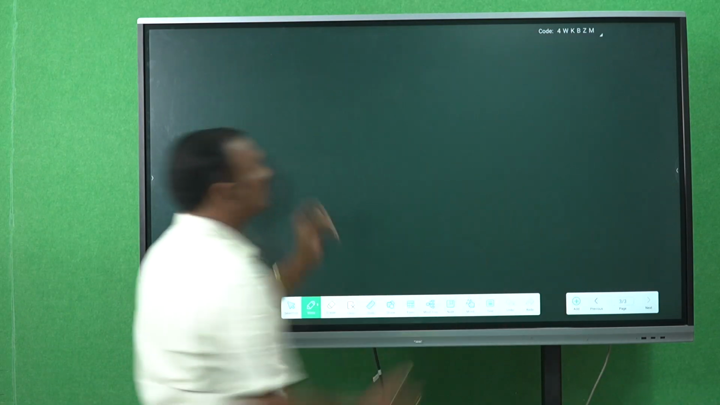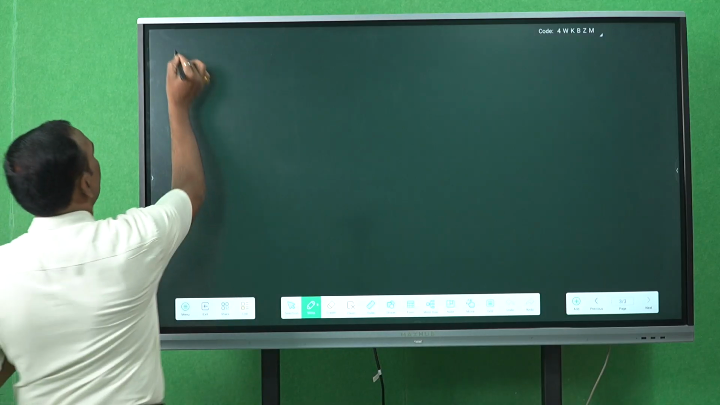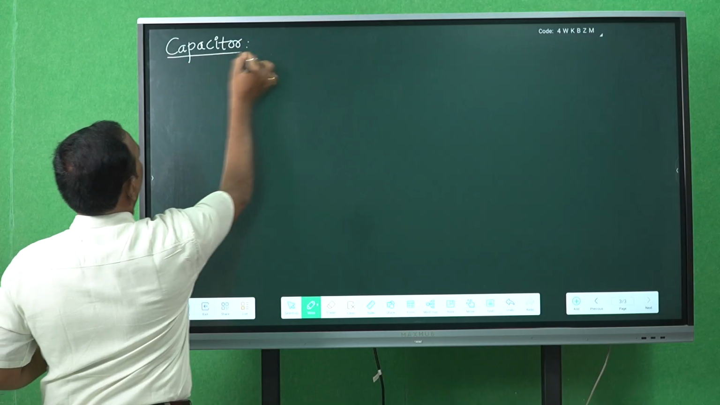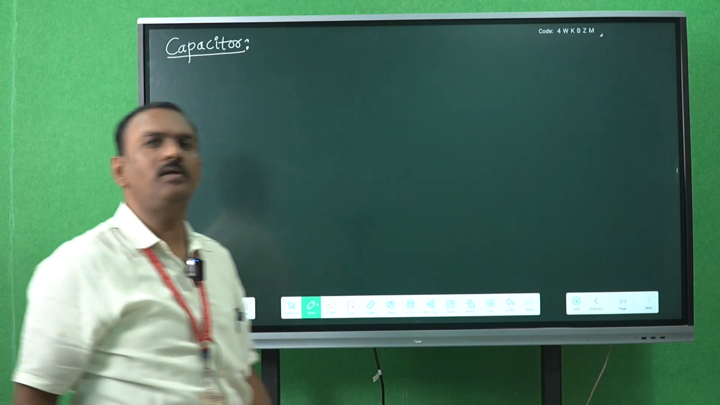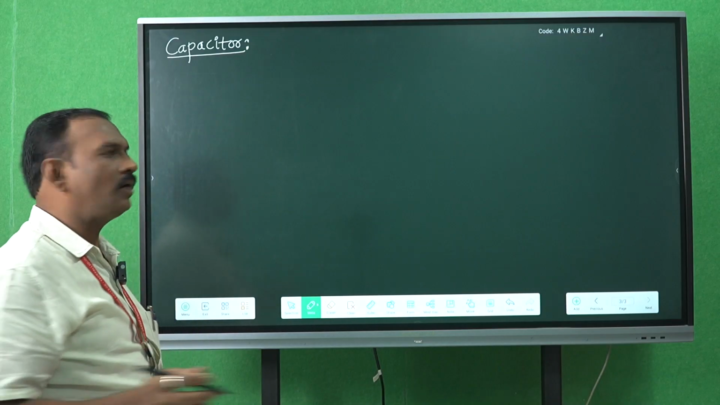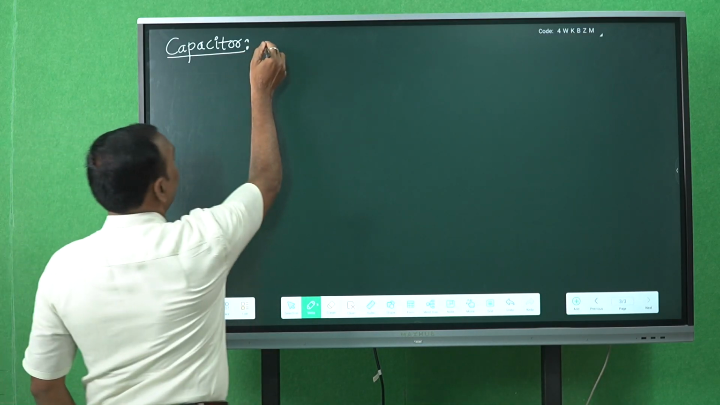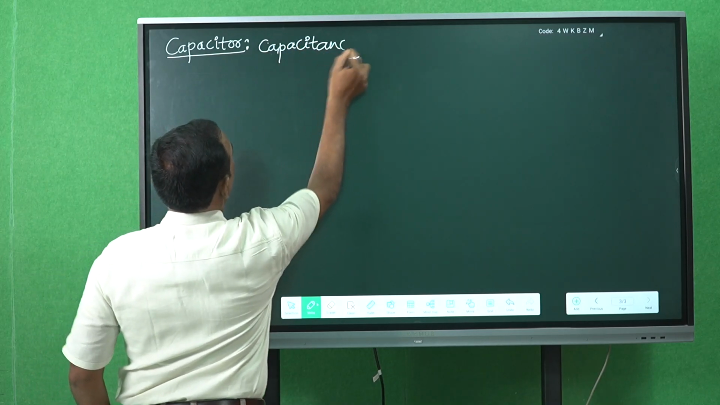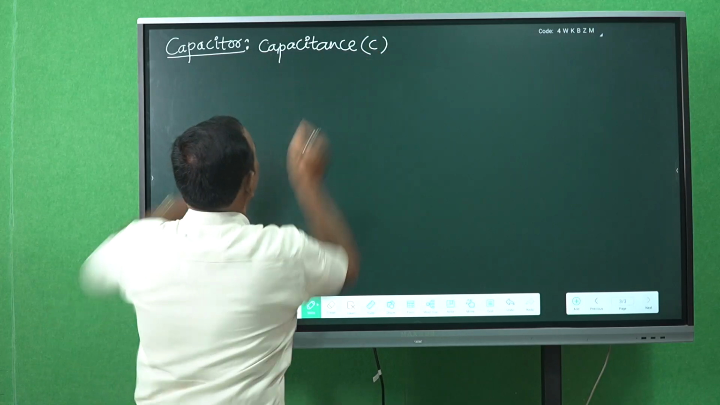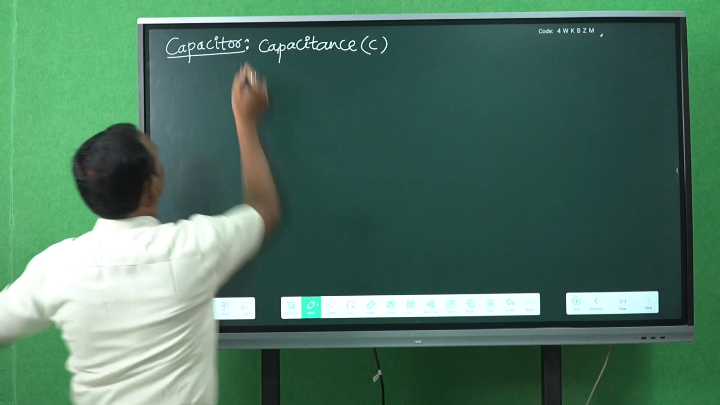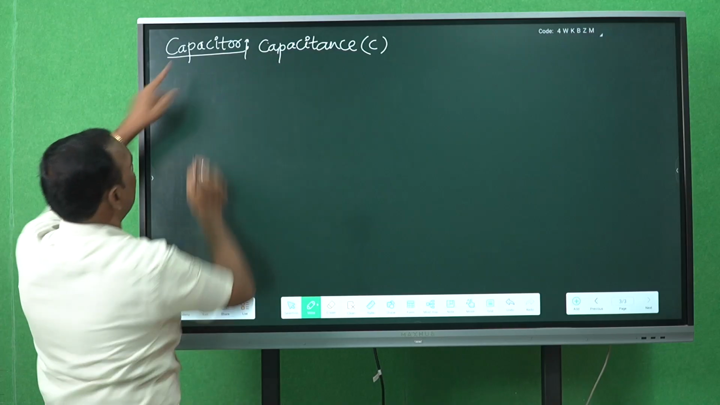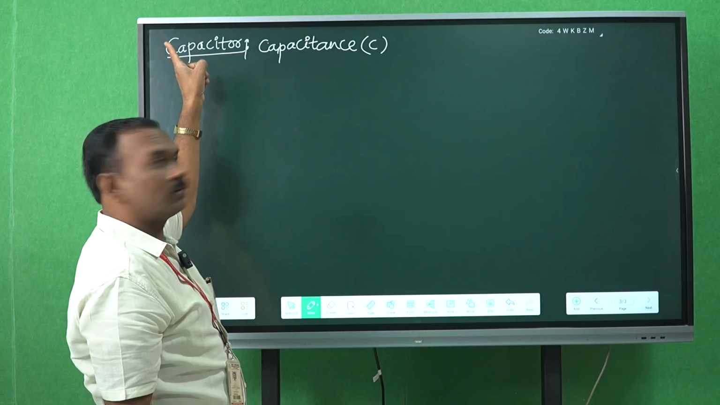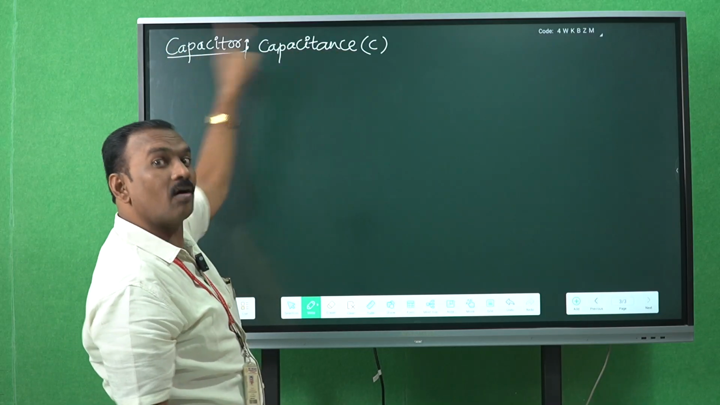Now we are going to discuss the third element or component, that is called the capacitor. A capacitor is a device or a component. It has some capacitance, represented with capital C. What is the difference between capacitor and capacitance? A capacitor is a device or a component. Capacitance is the property of that device or component.